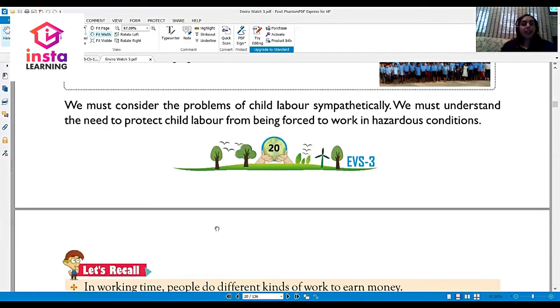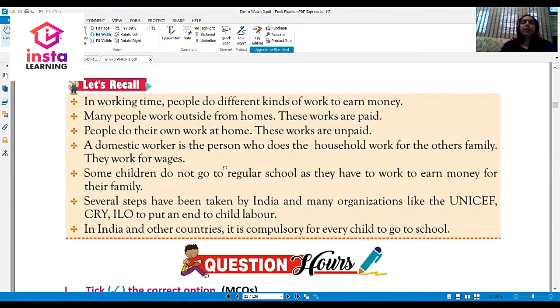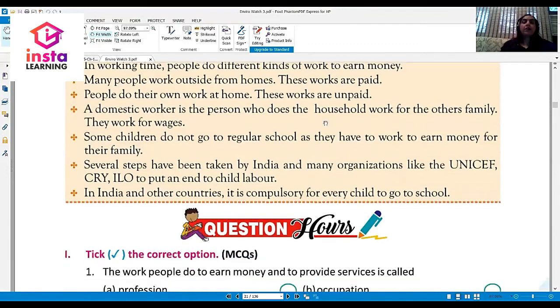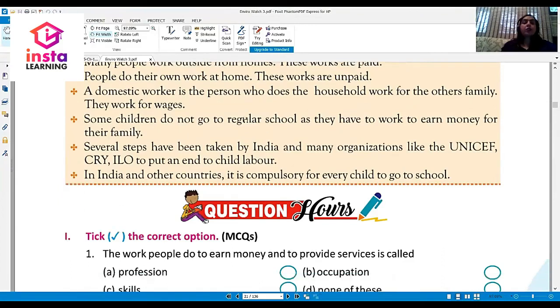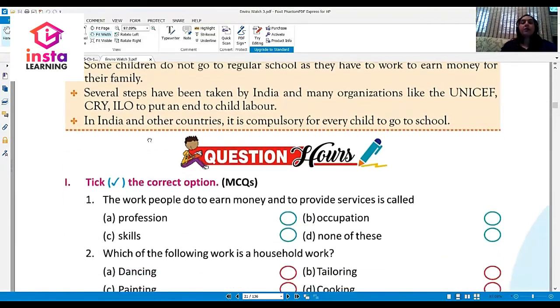I hope by the end of this chapter, you would have been able to understand all the things that are mentioned in this box. In working time, people do different kinds of things to earn money. Many people work outside from homes. These works are paid. People do their own work at home. These works are unpaid. A domestic worker is a person who does the household work for others, for a family. They work for wages. Some children do not go to regular school as they have to work to earn money for their family. Several steps have been taken by India and many organizations like UNICEF, CRY, and ILO to put an end to child labor.